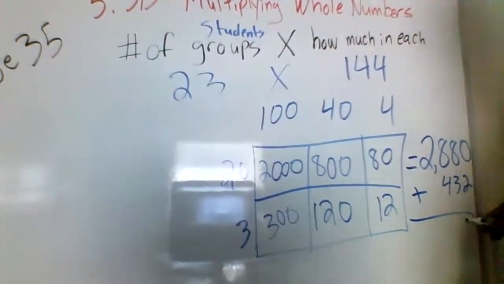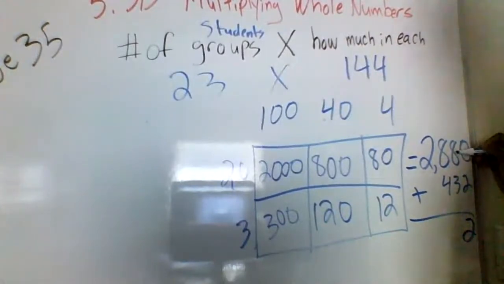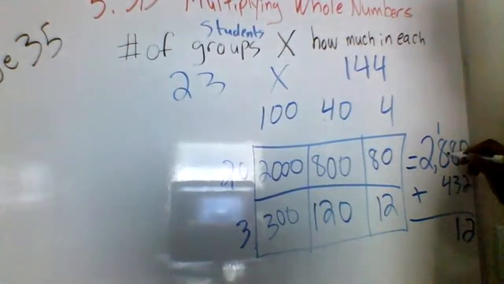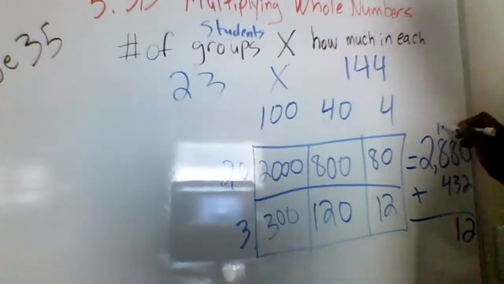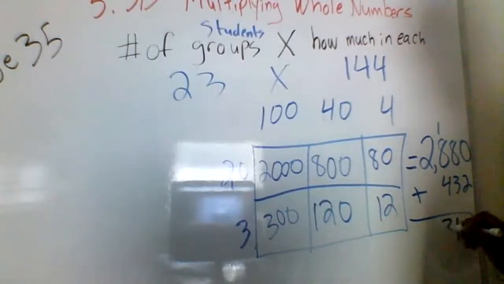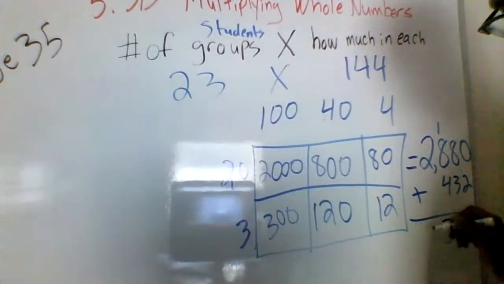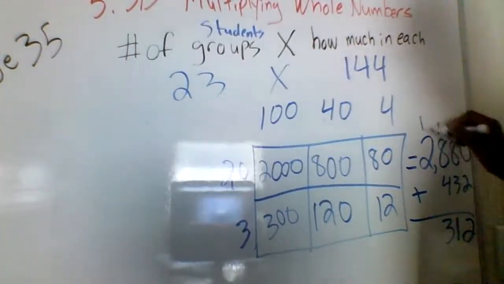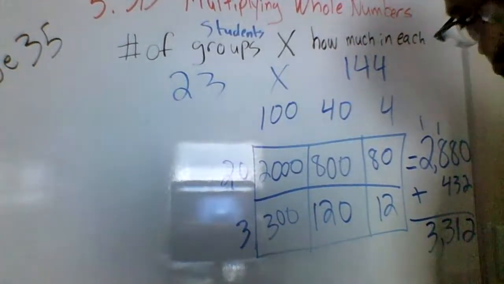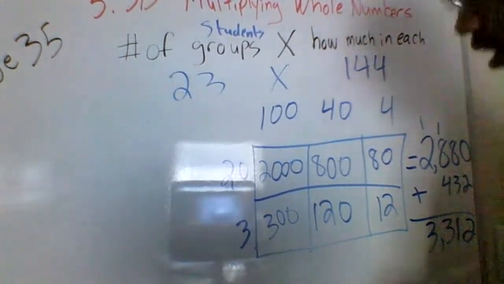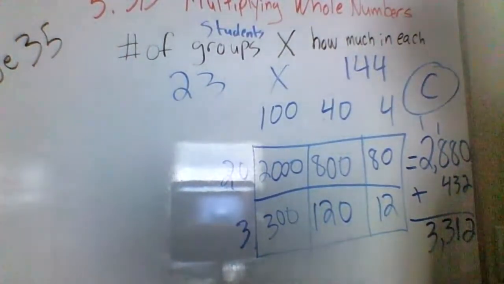0 plus 2 is 2. 8 plus 3 is 11. 8 plus 4 is 12. Plus 1 more is 13. And 1 plus 2 is 3. So 3,312, which is letter C.